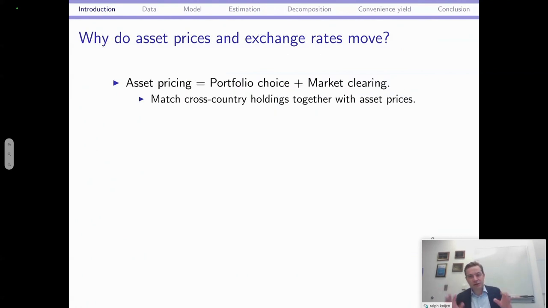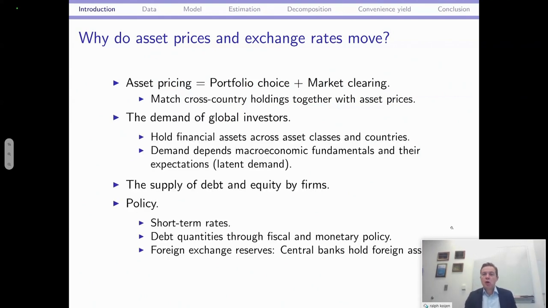And so for the big picture, any asset pricing model, any macrofinance model that thinks about asset prices is a combination of two things. One is a model of portfolio choice combined with market clearing. And so what we want to have is a model that matches cross-country holdings to explain global asset prices. And so what then drives asset prices and what drives exchange rates?